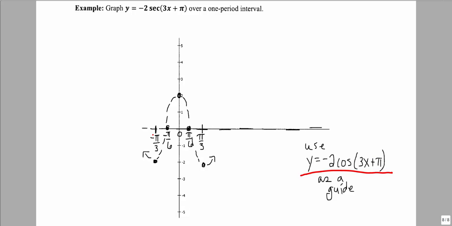We graph that first as a dotted version of it, just to use it as a guide. We're not actually graphing cosine. We want to graph secant.